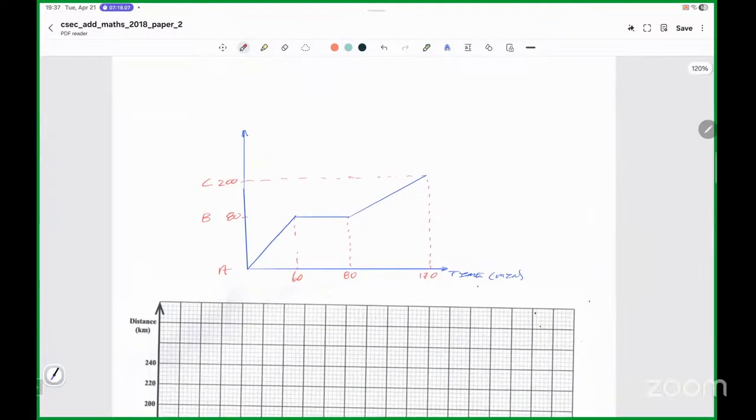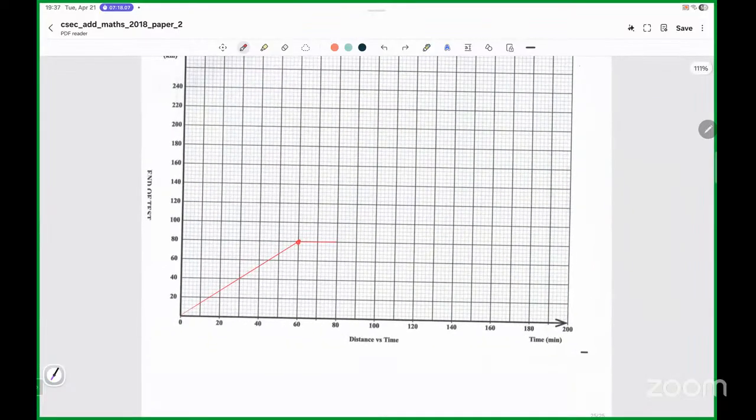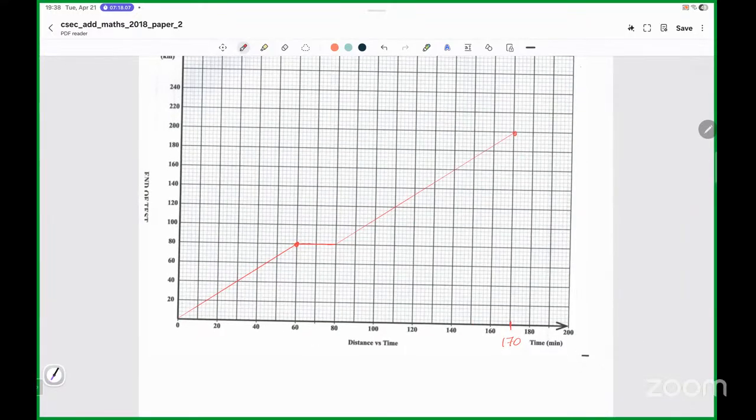Then we go up to 170, 200. 170 is right there, and 200 is right here. So 170, 200 is right at the intersection. Let's go like this now from this point. Go like this. That is the graph. Simple as that.